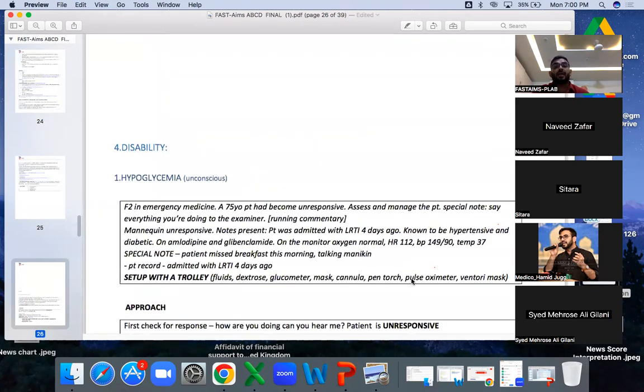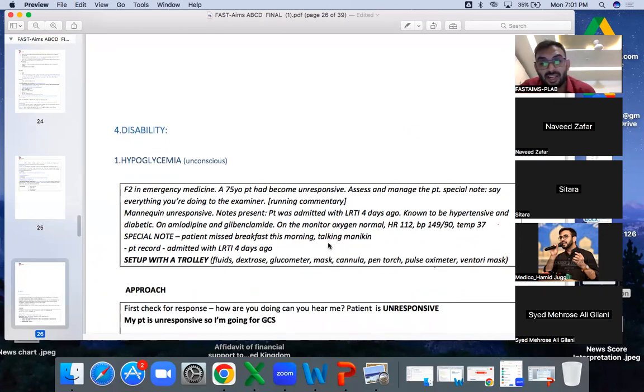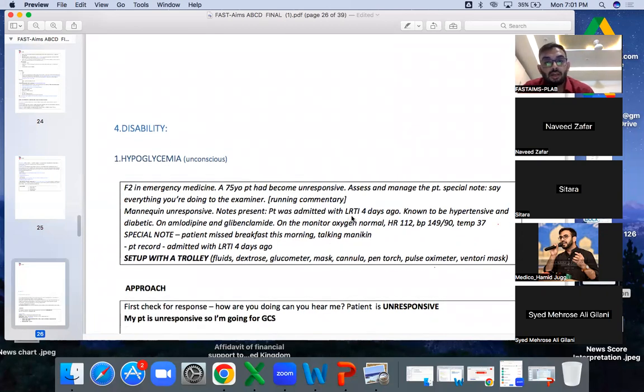Okay, now we come towards the disability scenario. This is quite a simple scenario. The patient will be unresponsive. Special note, the mannequin patient will be admitted with a lower respiratory tract infection, hypotensive, diabetic. It is written over there, it's diabetic.